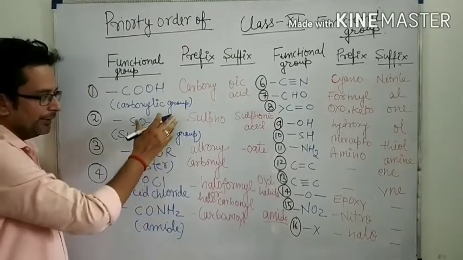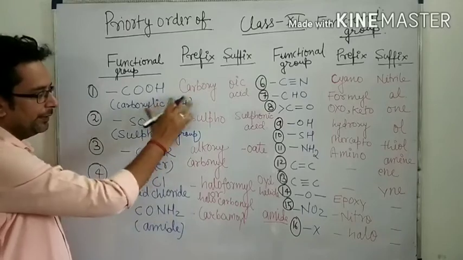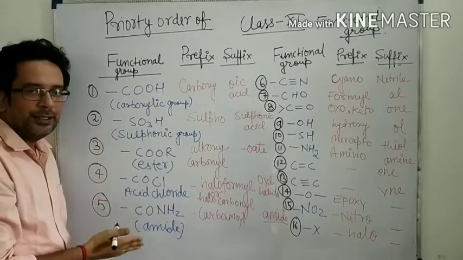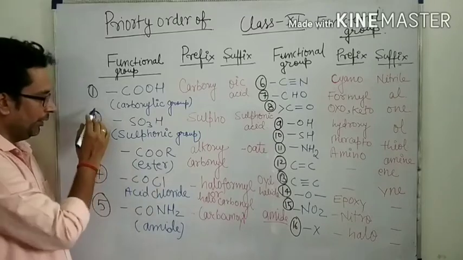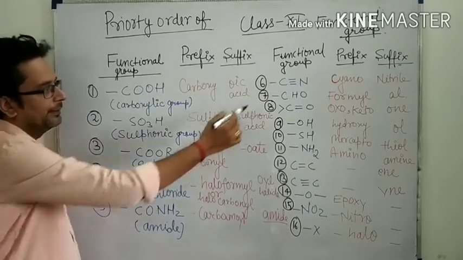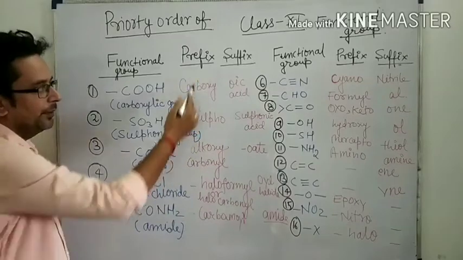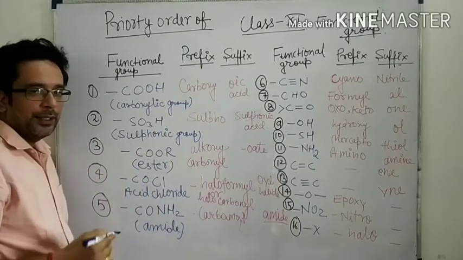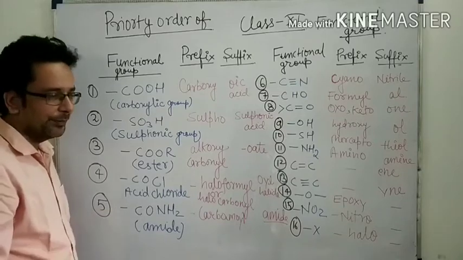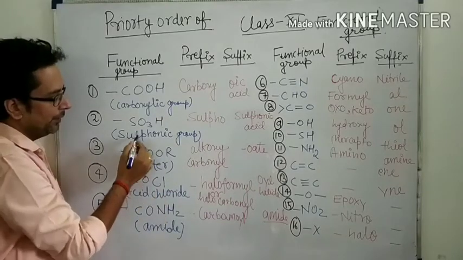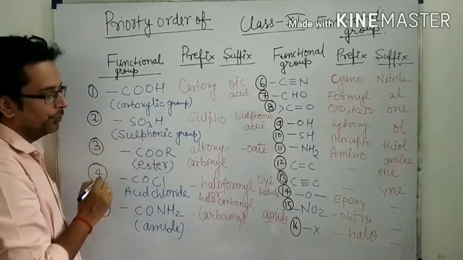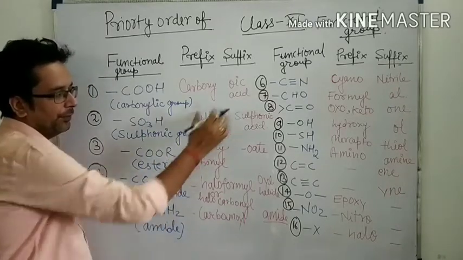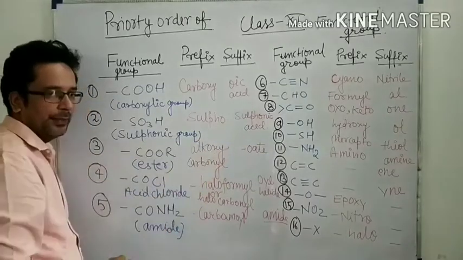So this is very important. These are the functional groups arranged in priority order 1, 2, 3, 4, 5, 6 and so on. This shows what word we use in the prefix and in the suffix. For example, this is sulfonic acid, SO3H. In the prefix it is used as sulfo, but in the suffix it is used as sulfonic acid.